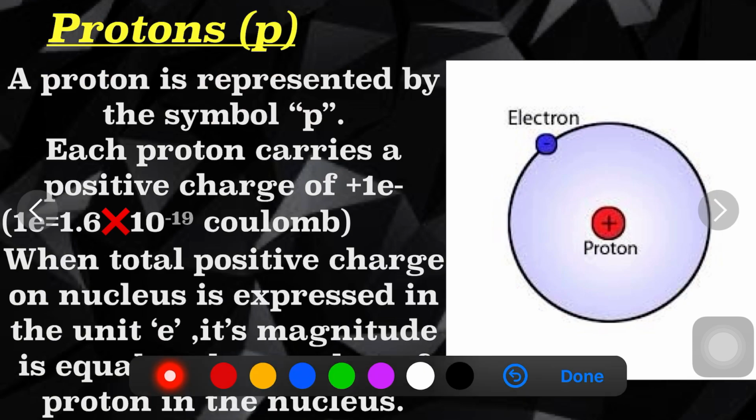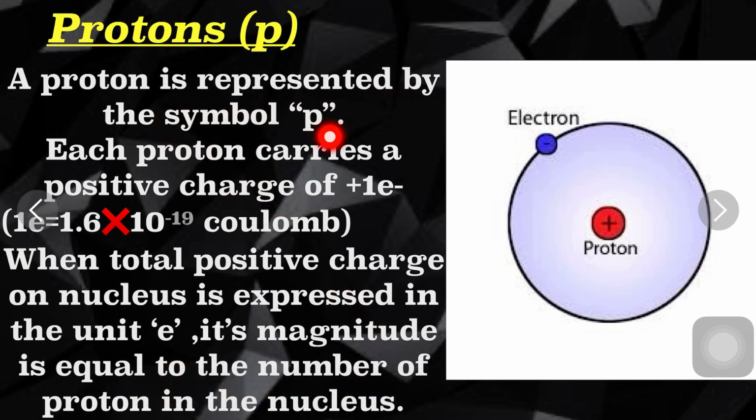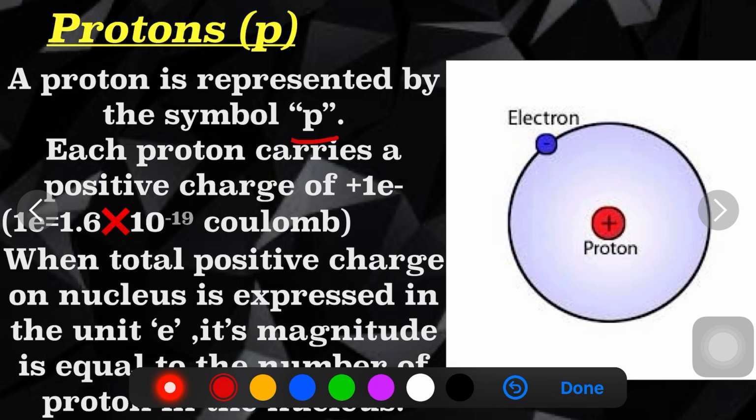A proton is represented by the symbol P. Each proton carries a positive charge of +1 e, where e means a charge. Once again I will repeat, students, each proton carries a positive charge of +1 e. So 1 e is equal to 1.6 × 10^-19 coulomb, when the total positive charge on the nucleus is expressed in the unit e.